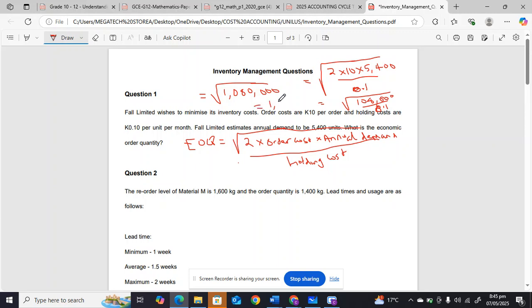1,039. Since they are units, we can't use decimals. So whenever this company makes an order and they order this quantity, they will lower their inventory costs, because the EOQ tries to minimize the inventory costs, which are the holding cost and the order cost. So this company, every time they want to make an order, they should be making 1,039 units. Any question?